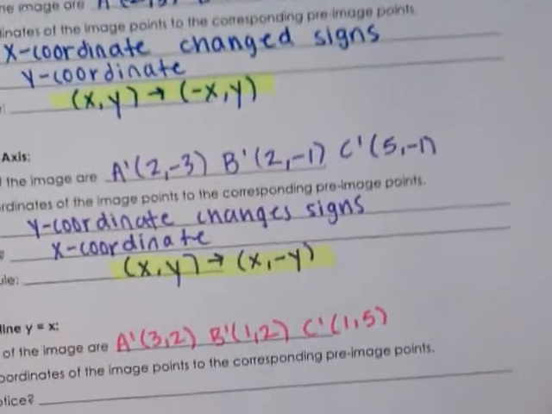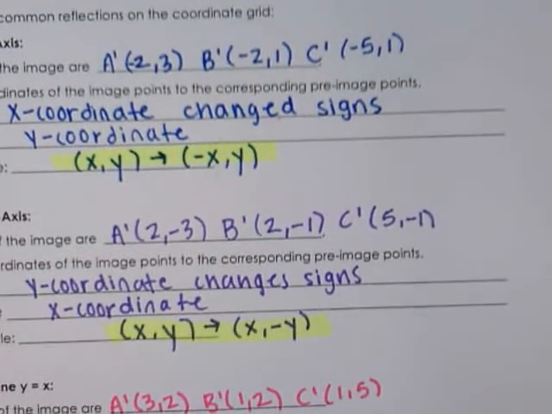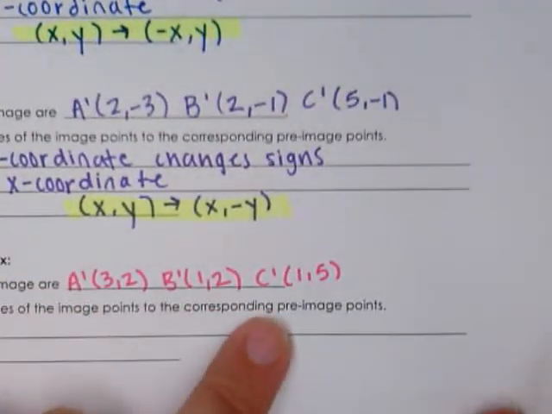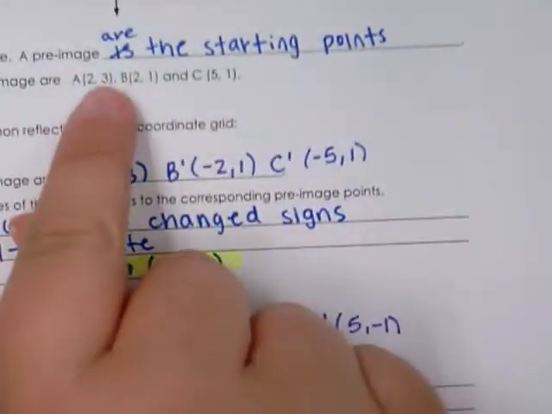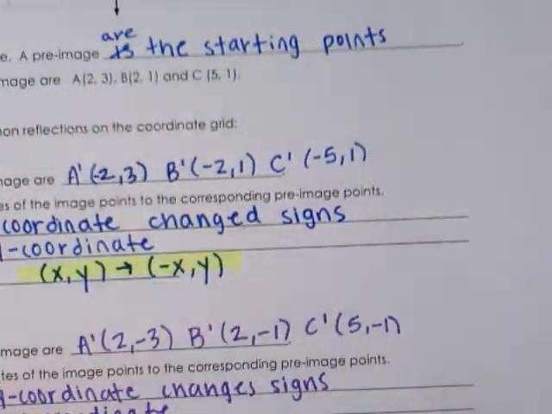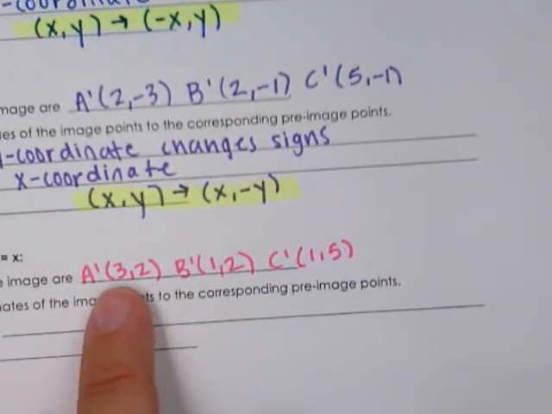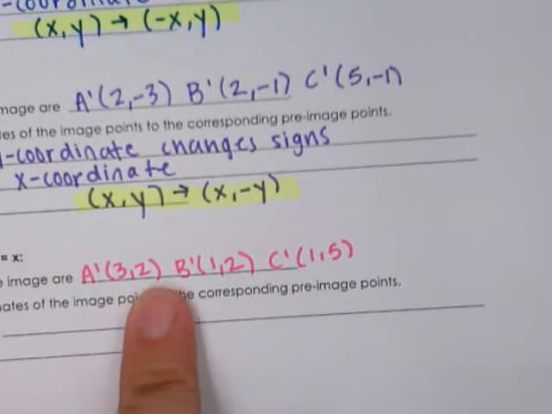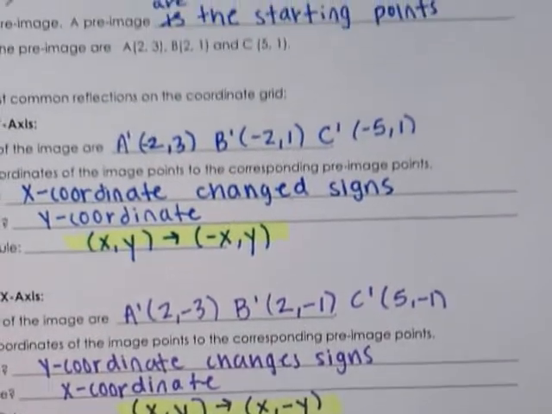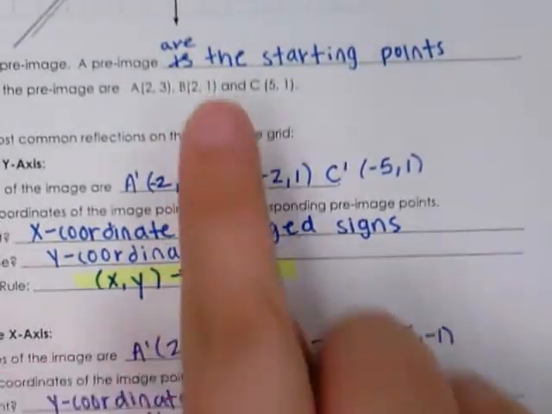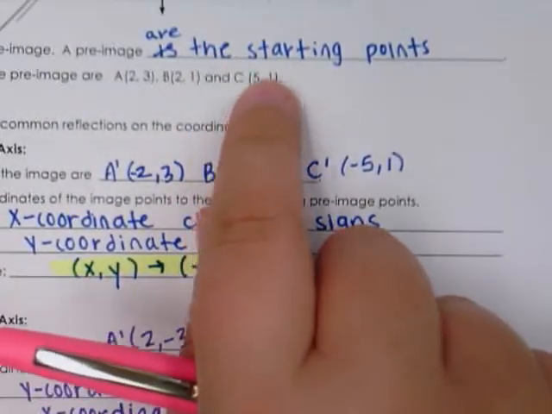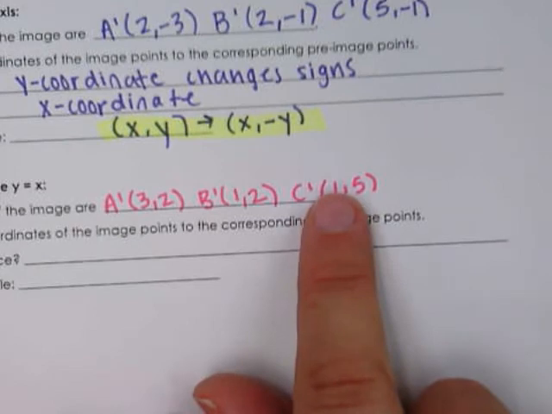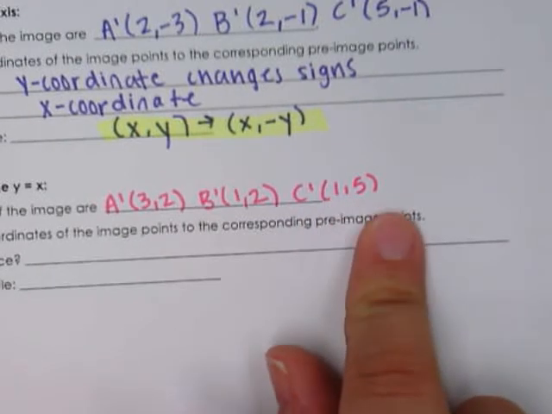All right, so let's compare the image to the pre-image. And if you don't remember the pre-image, so let's go back up. A is 2 comma 3, and now A prime is 3 comma 2. Think about what just happened. B is 2 comma 1, B prime is 1 comma 2. C was 5 comma 1, C prime is 1 comma 5.